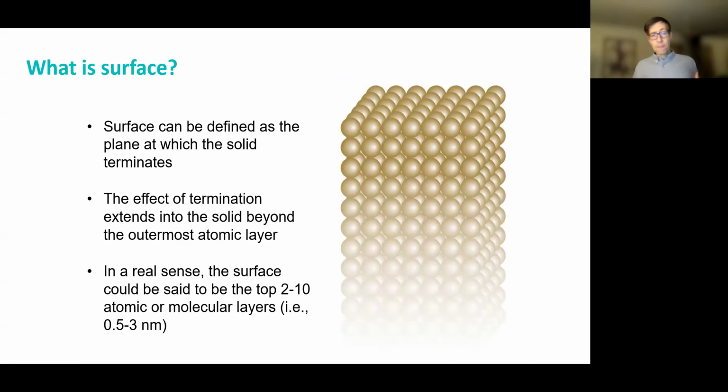And then even what the definition of surface is. We can just say that this is the plane which terminates and defines the end of the border of the solid. But surely there are some termination effects going into the solid. So apart from the top layer of the surface, we should be considering a certain depth of the material, at least a few atomic molecular layers beneath the surface.